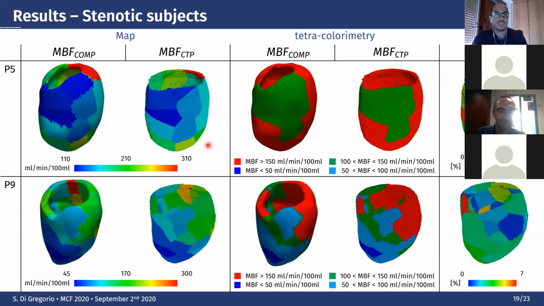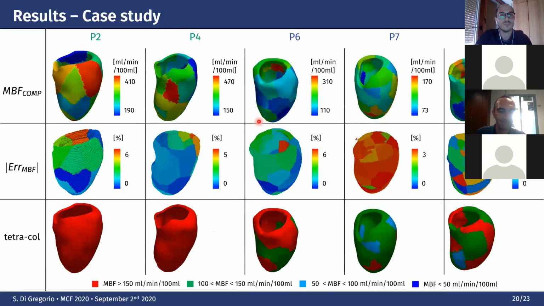We now present the stenotic subjects. From a modeling point of view, we can see that also in pathological conditions, the model can reproduce the clinical data. From a clinical point of view, we can see that they are pathological subjects since they present hyperperfusion regions, and the tetracalorimetry visualization allows us to understand that the patient P9 has stenosis that is more severe with respect to the patient P5.